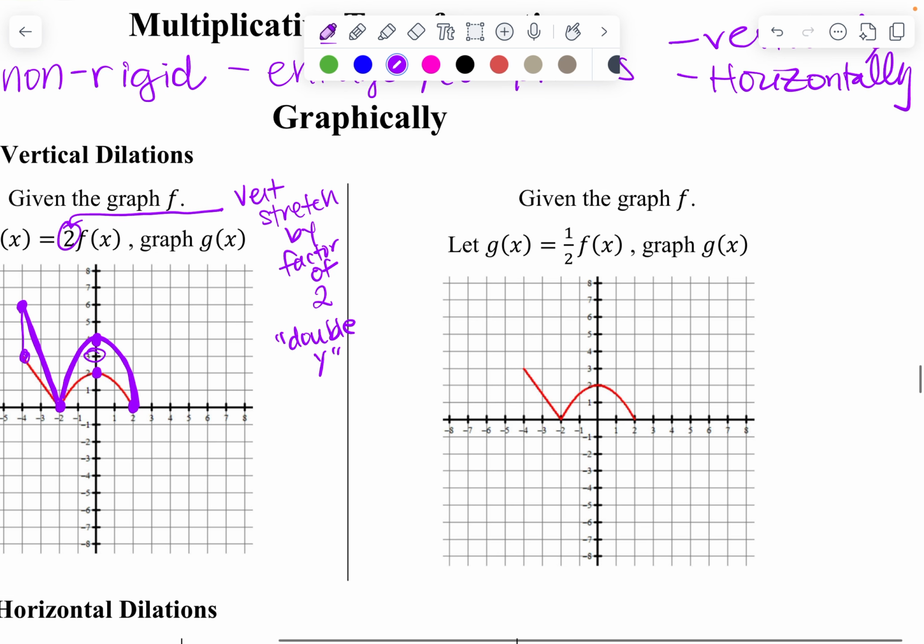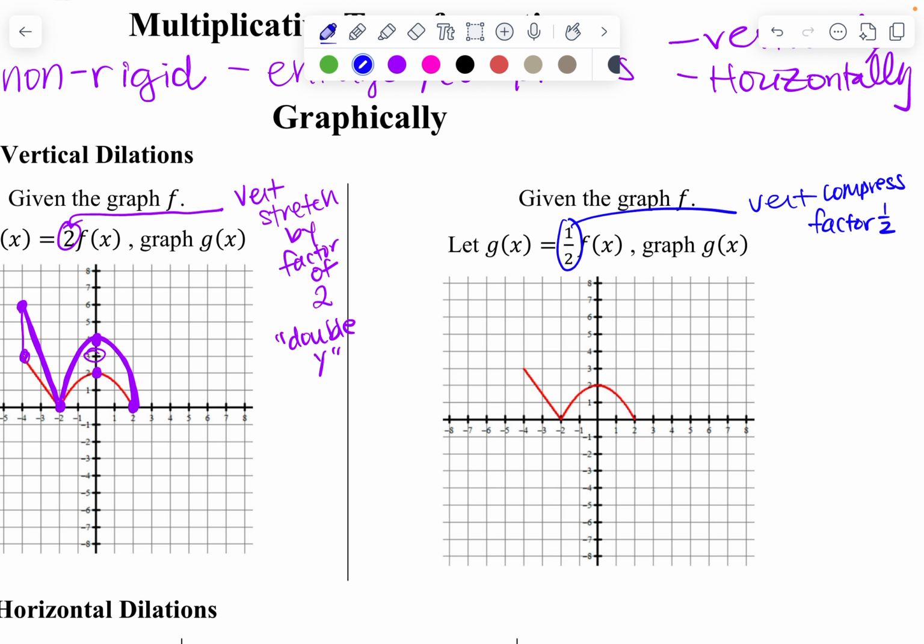All right, let's look at this one. We see a 1/2 in front of the function, outside of the parentheses, so I know it's vertical because it's outside of the parentheses. And it's being multiplied, so I know this is multiplying by a factor of 1/2. When I multiply something by 1/2, or I take its height and cut it in half, this is a compression.